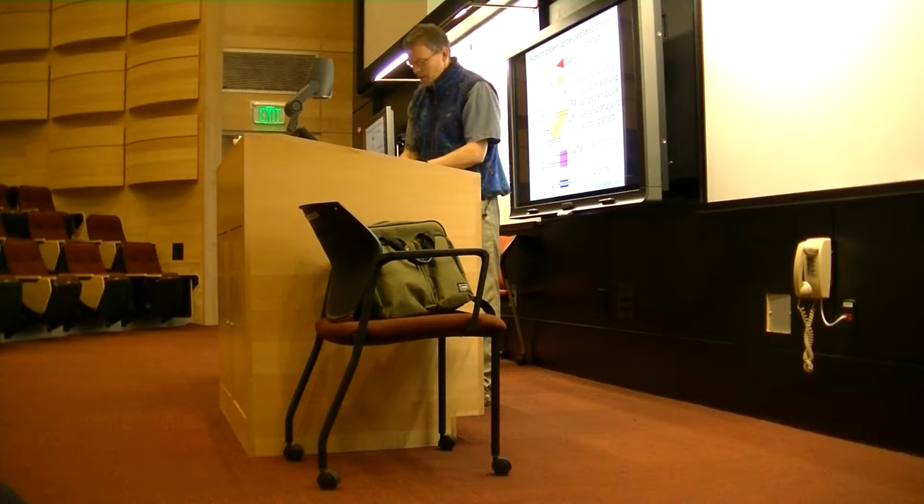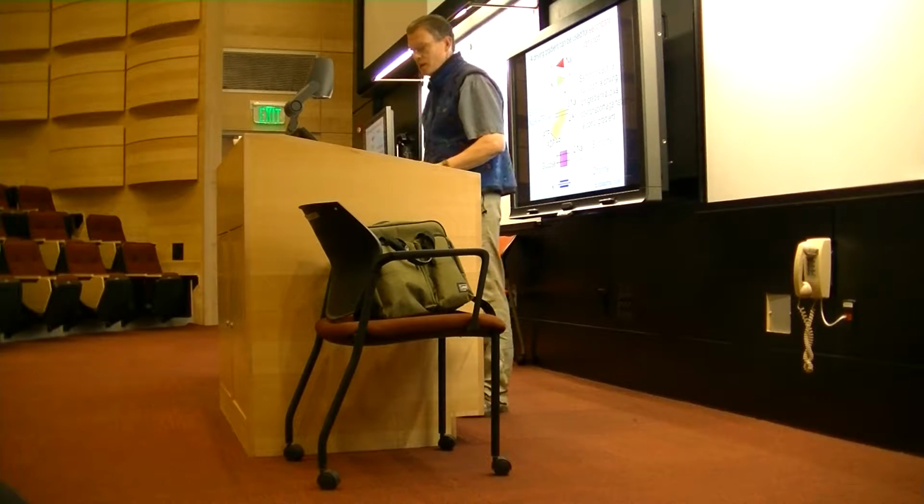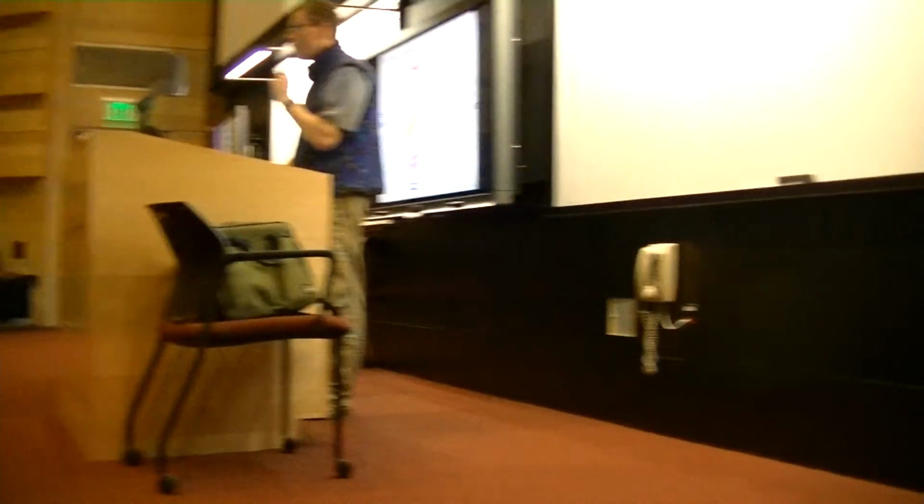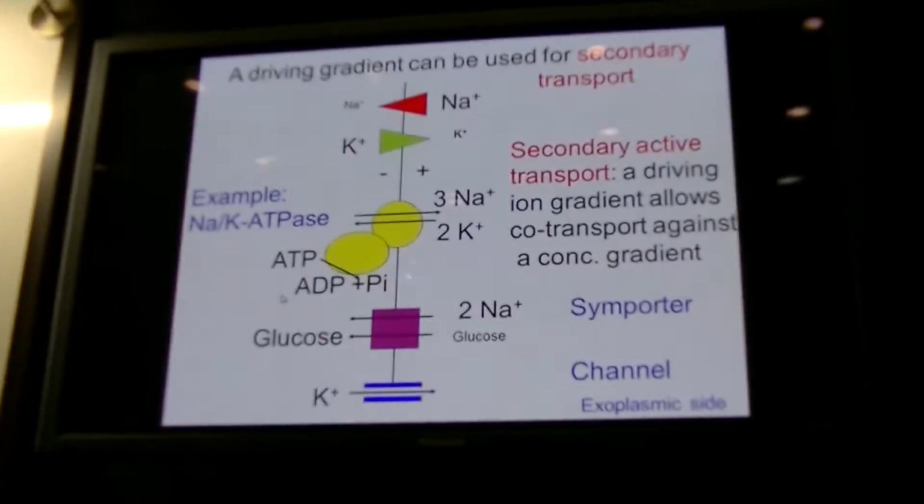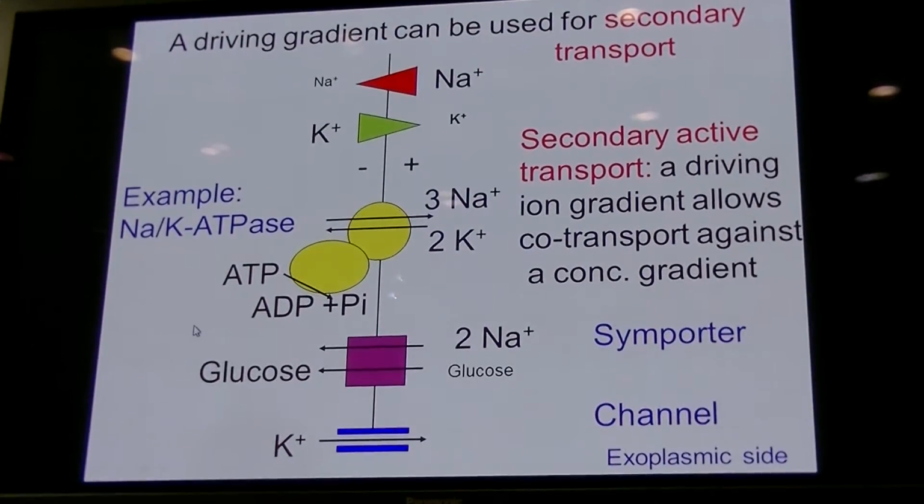That would be the equivalent of taking up my glucose with my ATP. There's a lot of energy stored in ATP, and we don't need all of that energy to take up that one glucose.